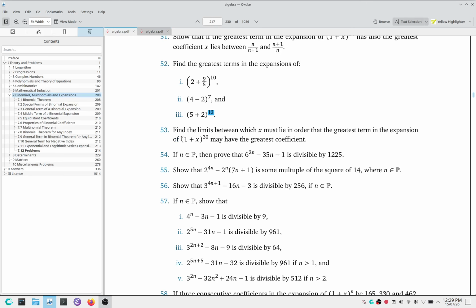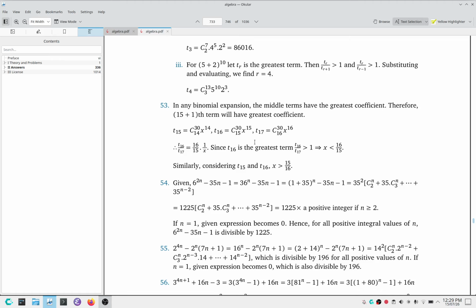Question 53 says that find the limits between which x must lie in order that the greatest term in the expansion (1 plus x) to the power 30 may have the greatest coefficient. So the greatest coefficient is the middle term. So the 16th term will have the greatest coefficient. Now T15 is 30C14, x to the power 14.